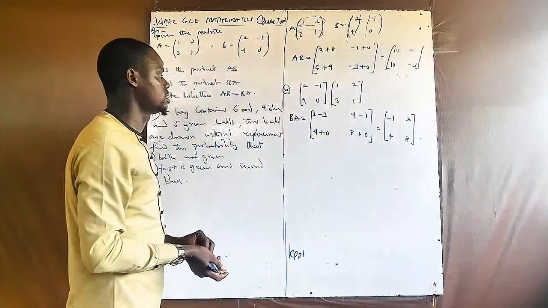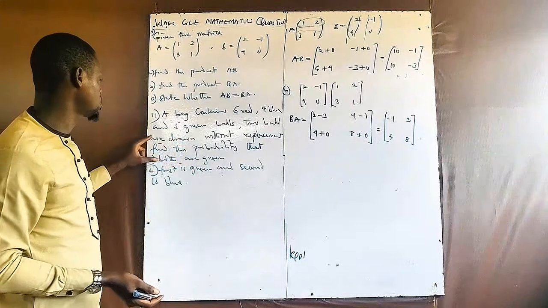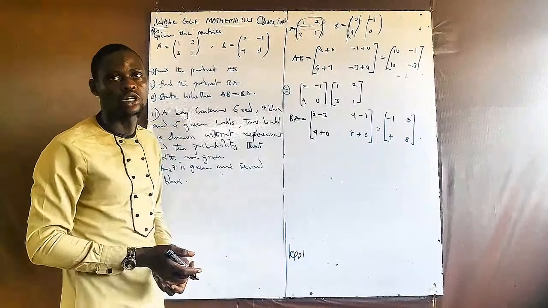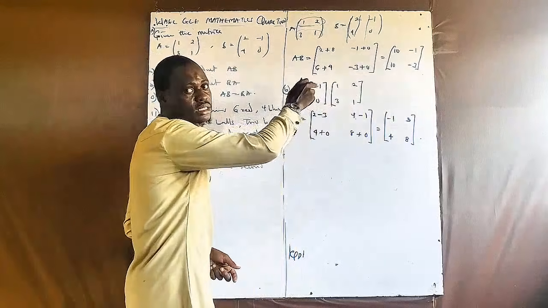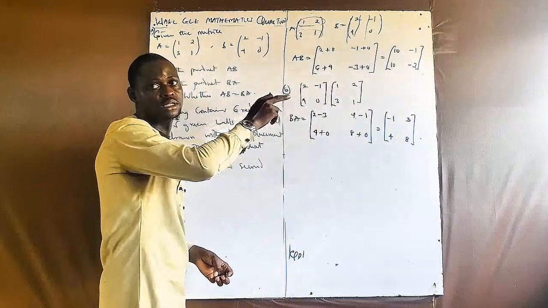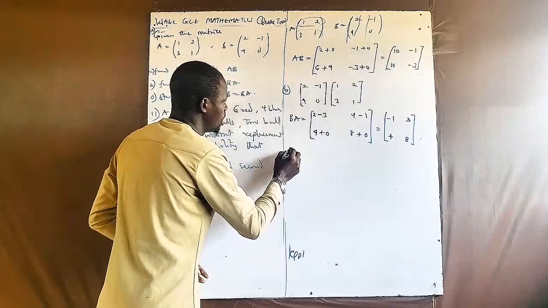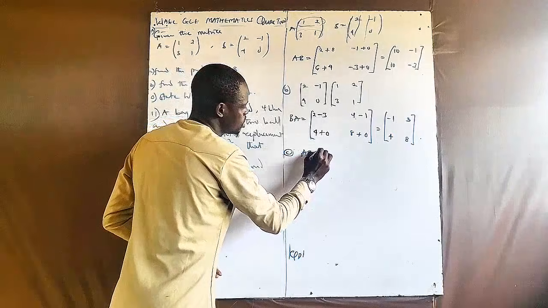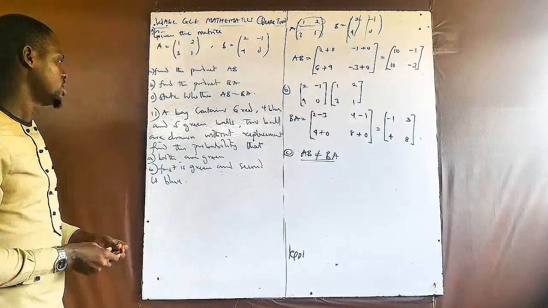Now, that is my matrix BA. Now, the next thing, they say we should state whether AB is equal to BA. From the analysis, we notice that my AB is 10 minus 1 and 10 minus 3. So, it simply shows that AB, question C, shows that AB is not equal to BA. So, we are done with that question.